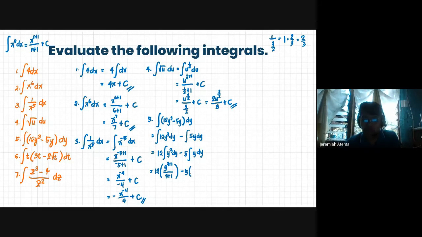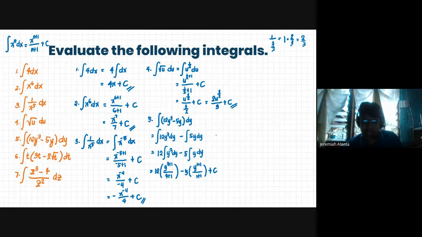Then you have minus 5, then we have y to the 1 plus 1 over 1 plus 1, right? Then here you put the plus c. Are we all good? Nagets ba yan?